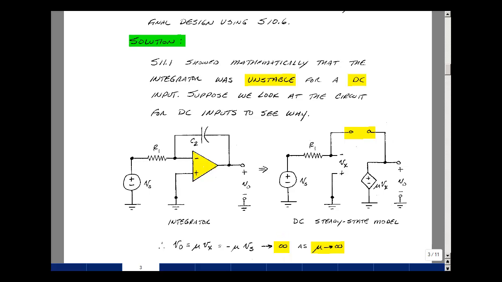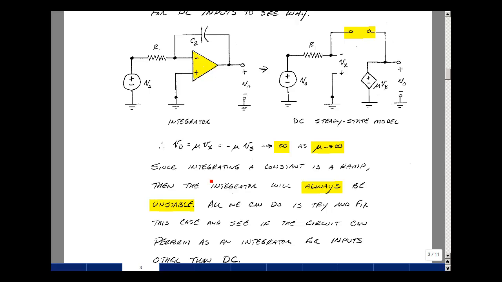Look at this another way. The circuit is a negative integrator. If you put a constant input, you're going to integrate that, and it's going to produce a ramp. So it's always going to be unstable. It's going to be approaching a very large negative number for a positive input voltage. All we can do is try and fix this case and see if the circuit can still work as an integrator for other than DC inputs.